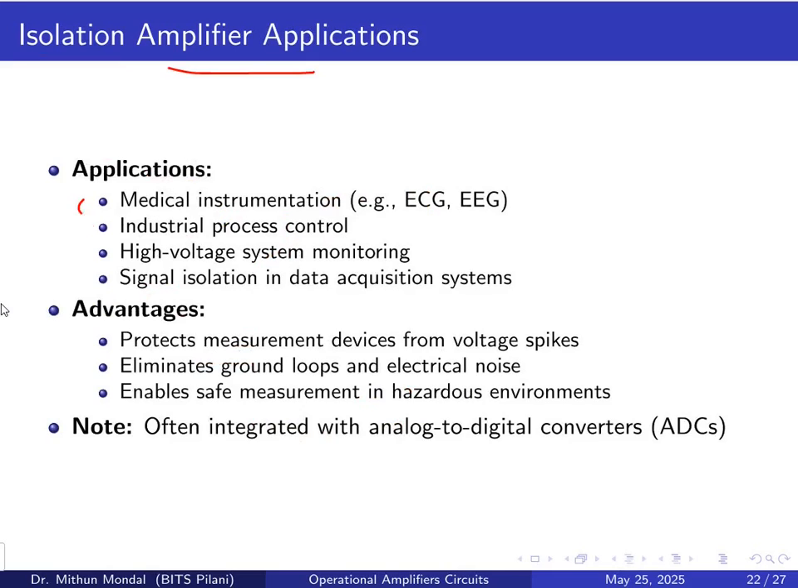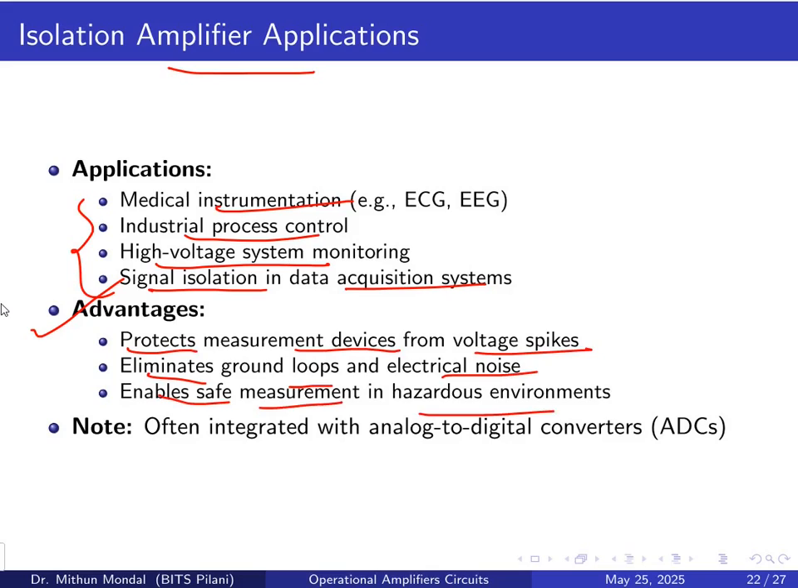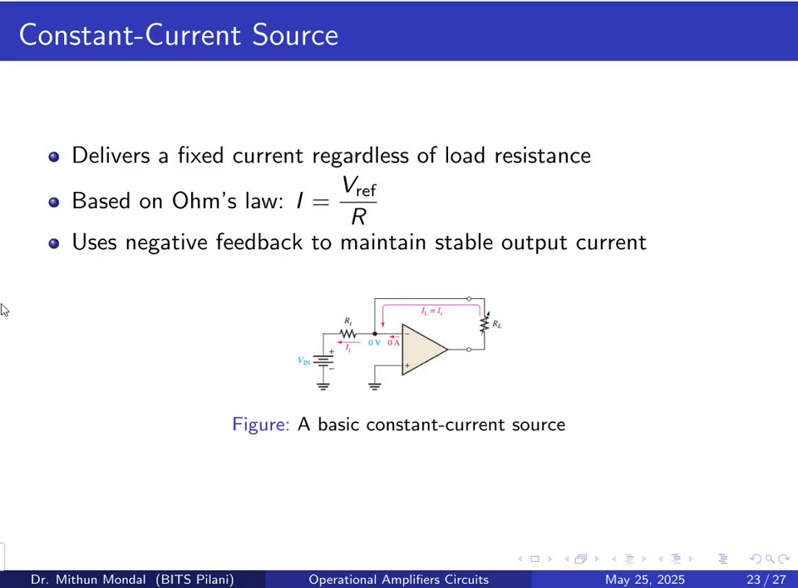So these isolation amplifiers are having applications in medical instrumentation, industrial process, high voltage system monitoring, signal isolation in data acquisition systems. And those are having advantages because it protects measuring devices from voltage spikes. It eliminates the ground loop and the electrical noise. It enables the safe measurement in hazardous environments. So it has to be noted that often these isolation amplifier circuits are integrated with analog to digital converters.